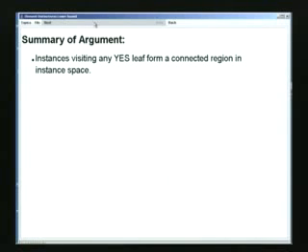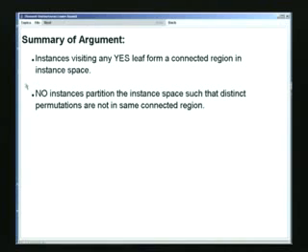Here is a quick summary of the argument. So what we did here was that we said that the instances visiting any yes leaf form a connected region in the instance space. Now instances partition the instance space such that distinct permutations are not in the same connected region. And therefore we concluded that the number of yes leaves must be large.